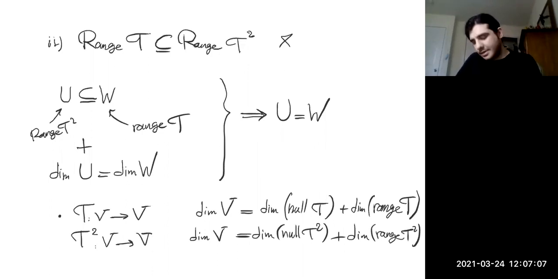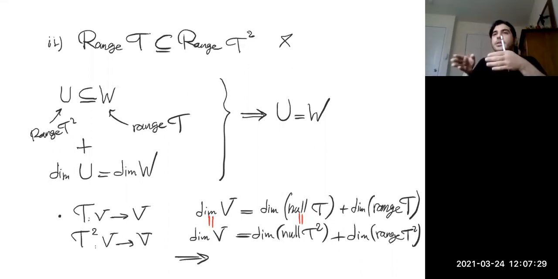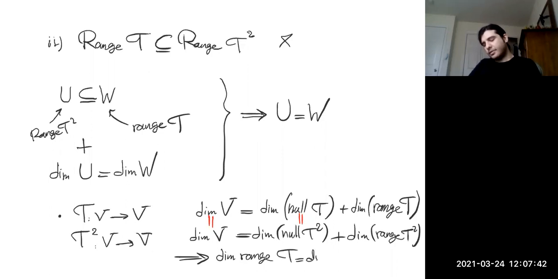Now here we should use our assumption. The assumption told us null of T is equal to null of T squared. So their dimensions should be equal, right? On the other hand, on the left-hand side, dimension of V, of course, is equal to dimension of V. What does that tell us? So if dimension of V is equal to dimension of V and dimension of null of T is equal to dimension of null of T squared, the remaining parts of the equations should also be equal. So dimension of range of T is equal to dimension of range of T squared.